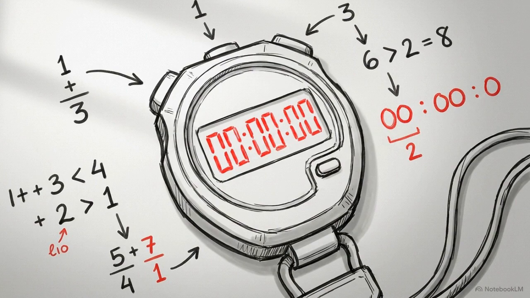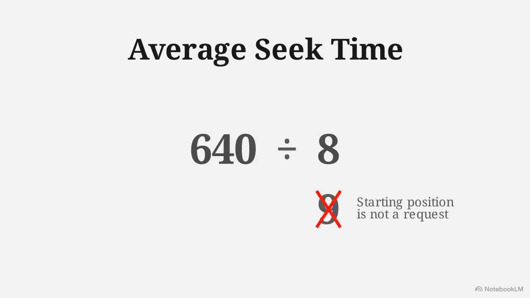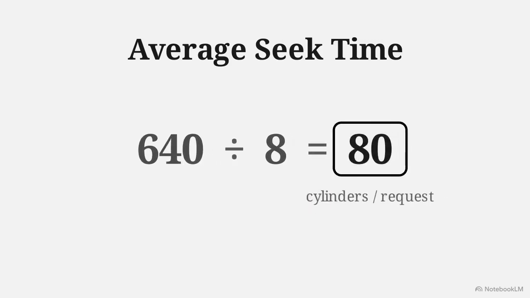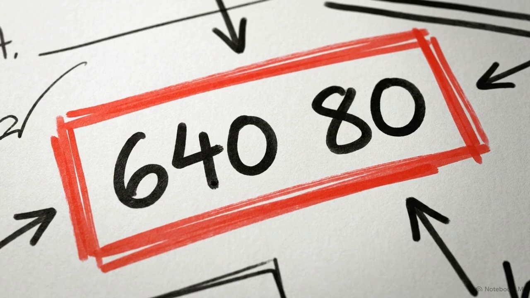Next, we need to calculate the average seek time. The formula for this is simple. Take the total head movement we just found and divide it by the number of incoming requests. Here is the formula in action. Our total movement is 640. We divide that by 8, the number of new requests. Do not divide by 9. You do not count the starting position. 640 divided by 8 gives us our final average of 80 cylinders per request. Those two numbers, 640 total cylinders and an average of 80, give us the undeniable quantitative proof of how this algorithm performs. We have our math.